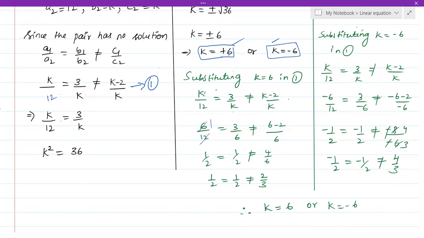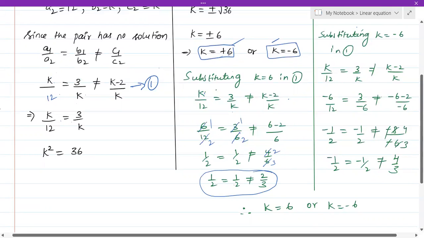So 6 ones are 6, 6 twos are 12. Again, 3 ones are 3, 3 twos are 6. 6 minus 2 is 4. 2 twos are 4, 2 threes are 6. As you can see, the first two are equal and it is not equal to the last one. This was our required condition, isn't it? The first two should be equal, but these two should not be equal to the last one. That was our condition. So k equal to 6 is satisfying that condition. Therefore, k equal to 6 is the correct value.